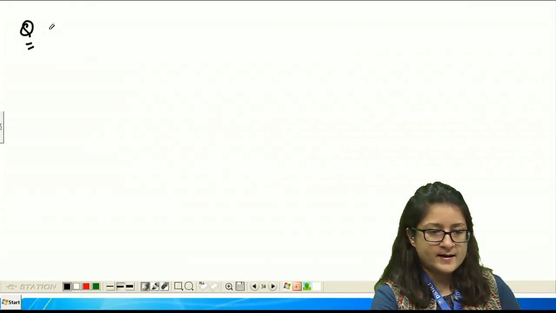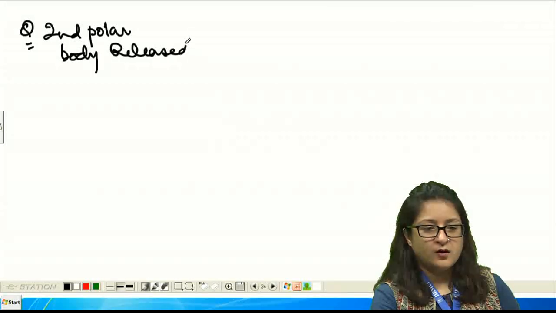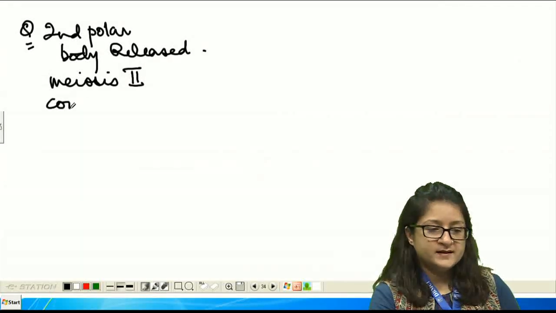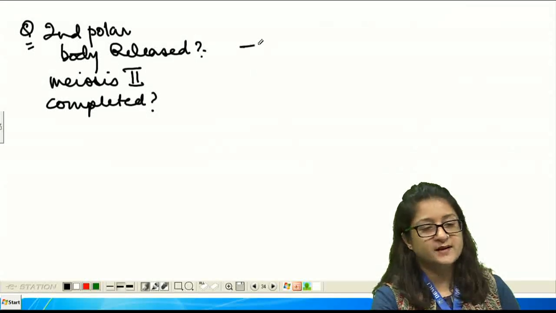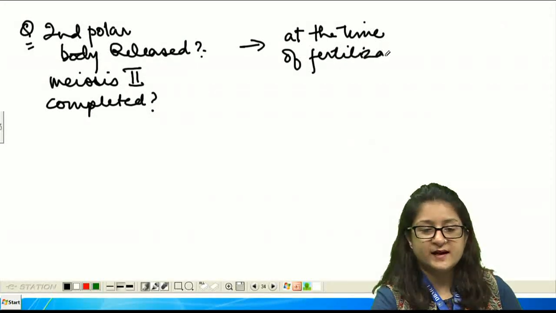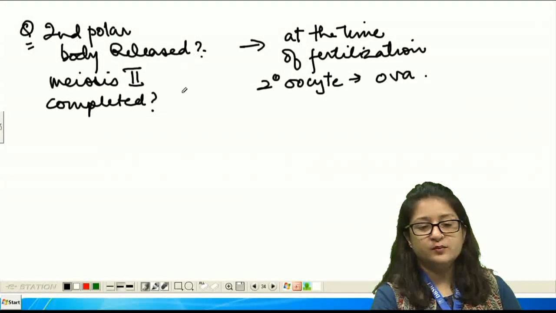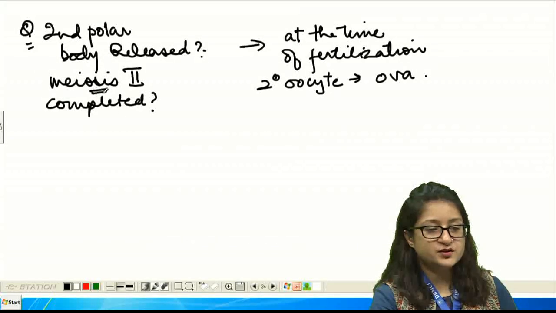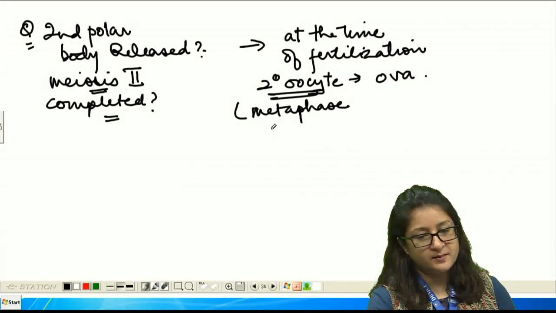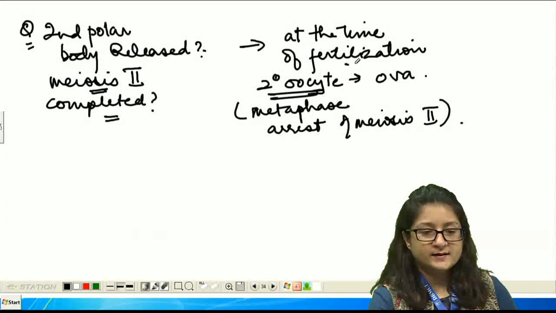The next question that comes to mind is, when is the second polar body released, or when is meiosis 2 completed? This happens at the time of fertilization. At the time of fertilization, the secondary oocyte now forms the ova and the second polar body is released. Meiosis 2 is completed; the secondary oocyte was arrested in the metaphase arrest of meiosis 2, and that is completed at the time of fertilization.